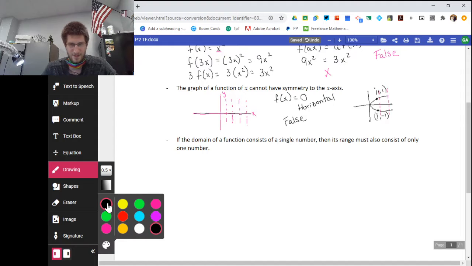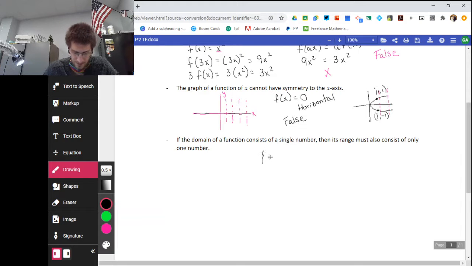The last one says, if the domain of a function consists of a single number, then its range must also consist of only one number. So let's say the domain has a single number, we'll just call it a, in it. Then our range would be whatever the function is at a. So it would also be one number. So this one appears true to me.